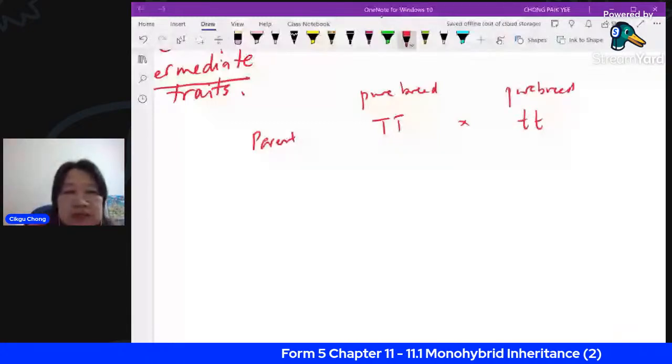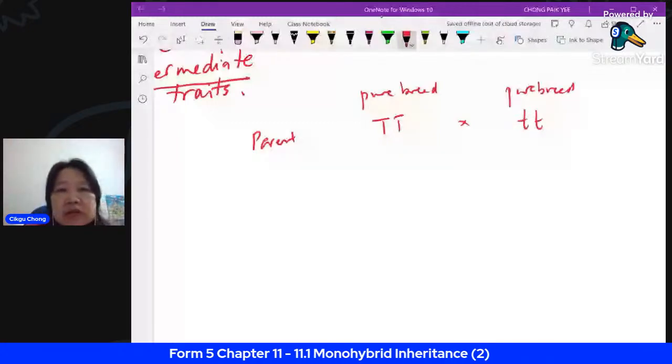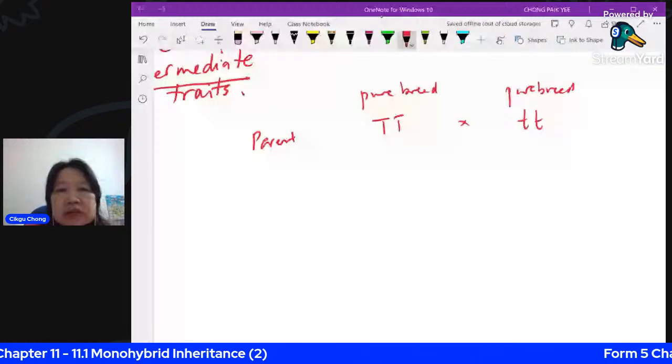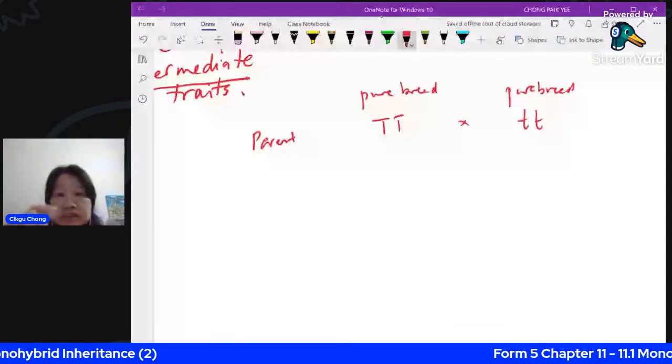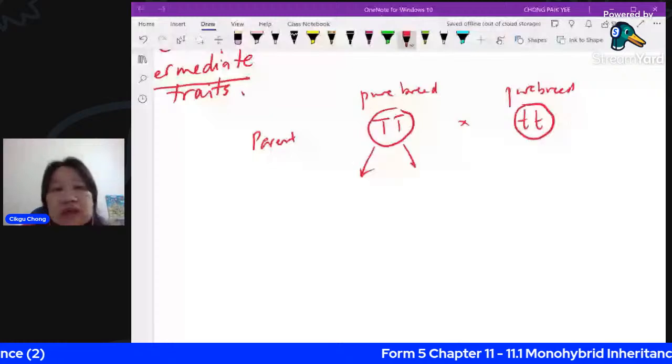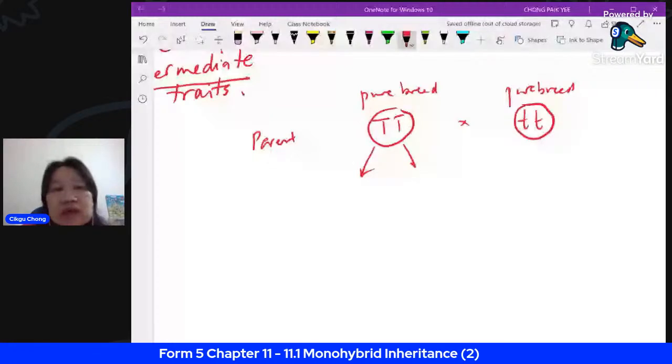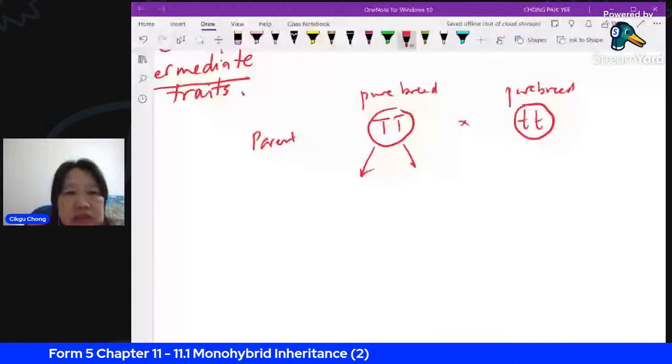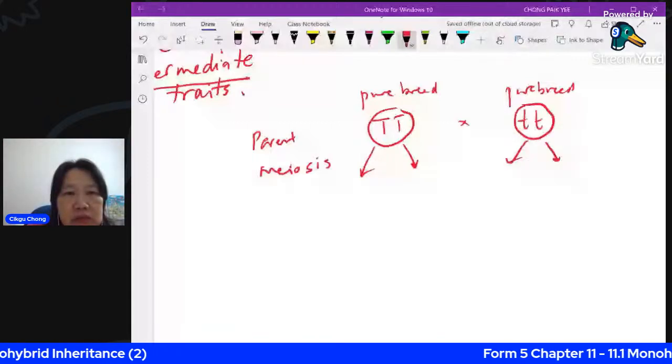Okay, so this is the parent. In order to produce the next generation, you must have meiosis to produce the gamete. So here you're going to draw 2 lines to show the formation of gamete. This line represents meiosis. The 4 arrows here represent meiosis. Now you're going to get your gamete.